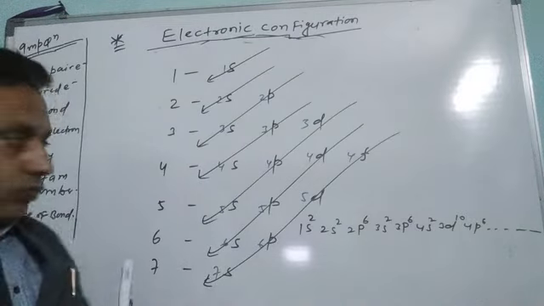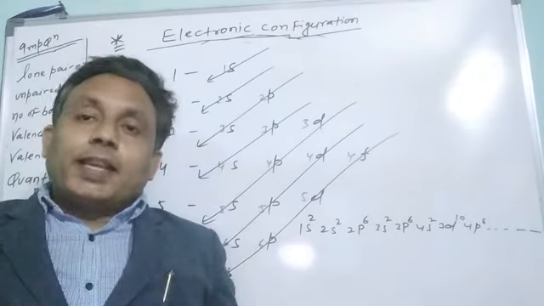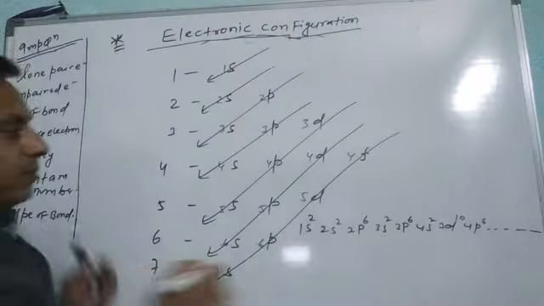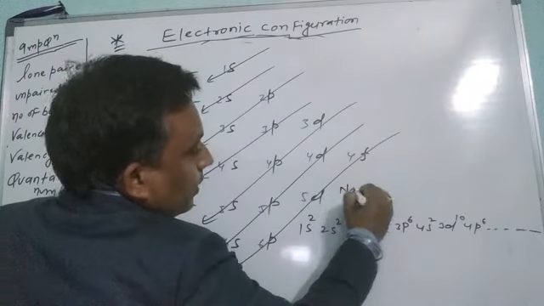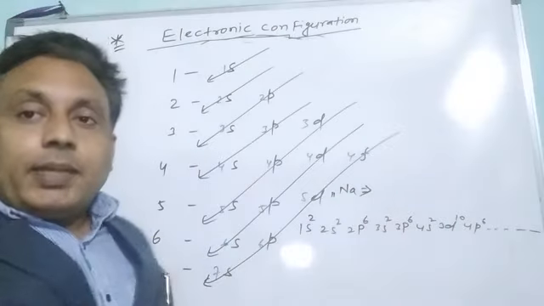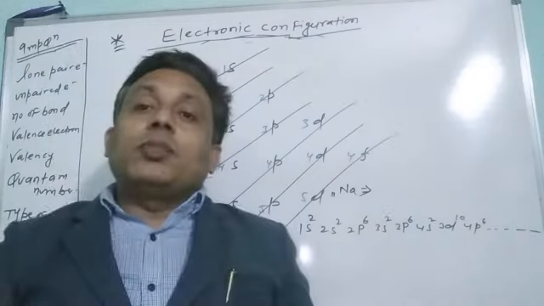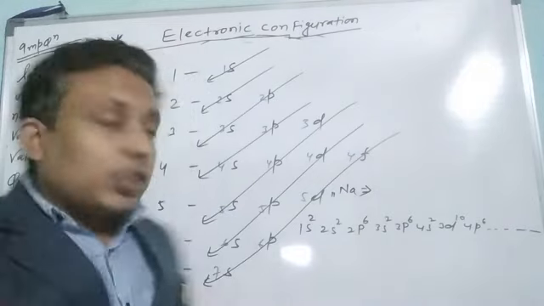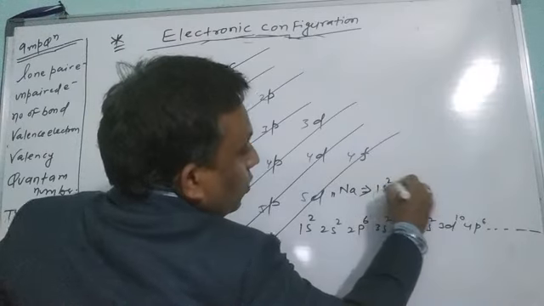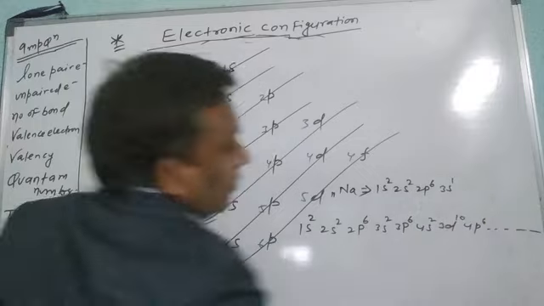When we write the electronic configuration, suppose we take an example of the sodium atom. Sodium has 11 electrons, and these 11 electrons are present in different orbits. So we can write the electronic configuration of sodium as 1s2, 2s2, 2p6, 3s1.